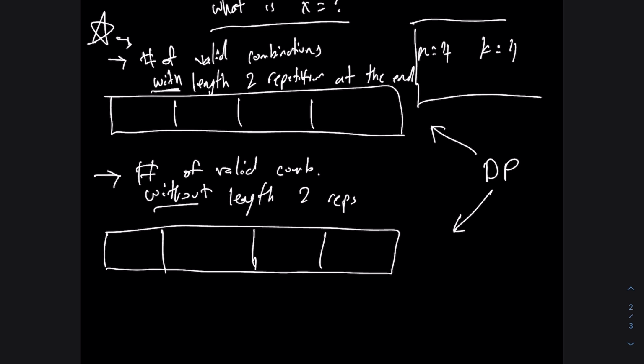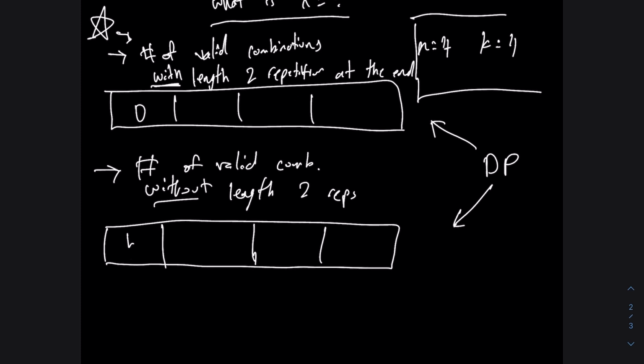The top array is the key thing we want to be adding here. If we build out the answer for n equals 4 and k equals 4 once again, what is the number of valid combinations with length 2 repetition at the end? Obviously it's 0 in the beginning, right? There is no way you can have a length 2 repetition at the end with a length 1 sequence. That just doesn't make sense. So here it would be k, right? K different colors, 4 different colors. Number of valid combinations with length 2 repetition at the end for this second index.